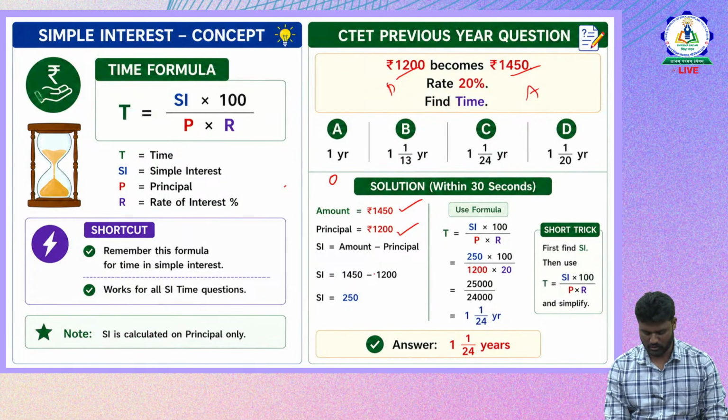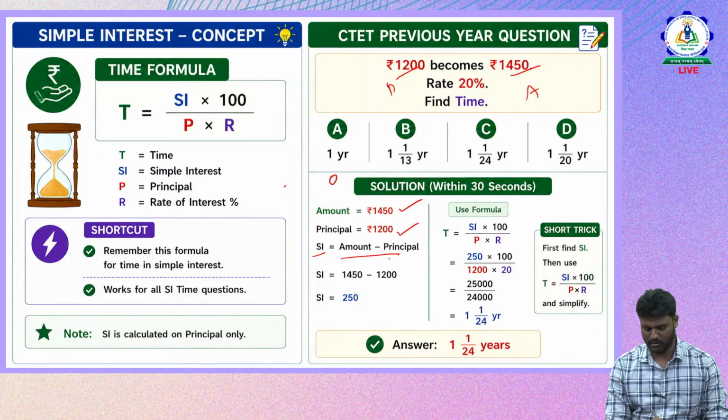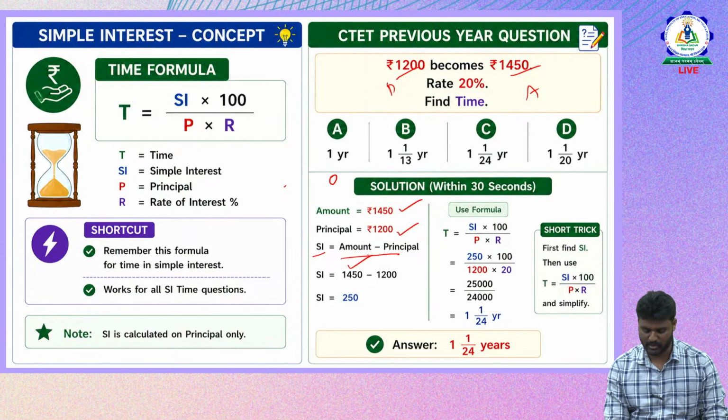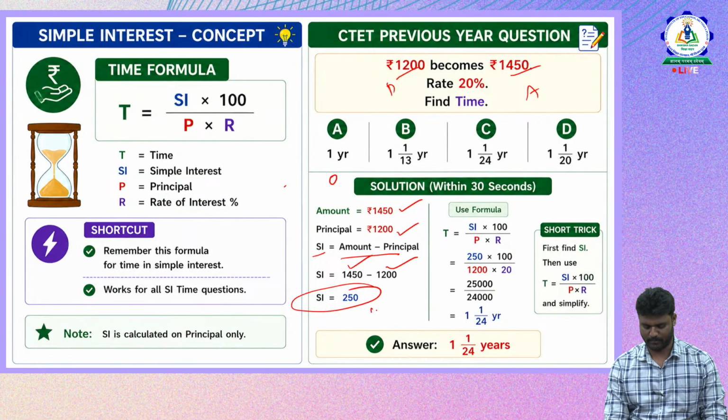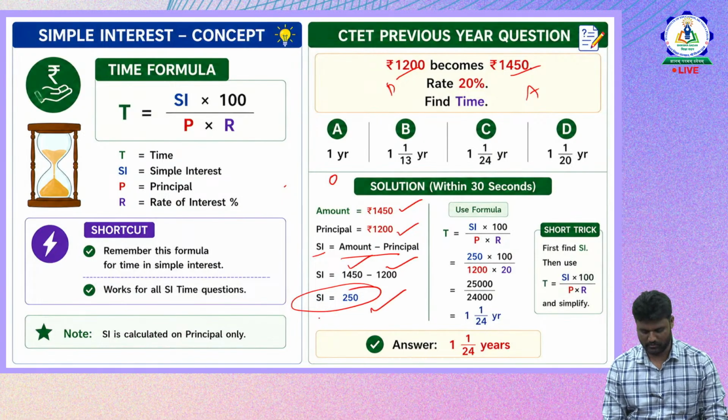Now to identify the simple interest, the formula is amount minus principal. We need to subtract the principal amount from the total amount. What is the total amount here? 1450. What is the principal amount here? 1200. When you subtract the principal from the amount, we'll get 250 rupees. Now we got the SI, and we have the principal and the rate also. Now we need to identify the T.